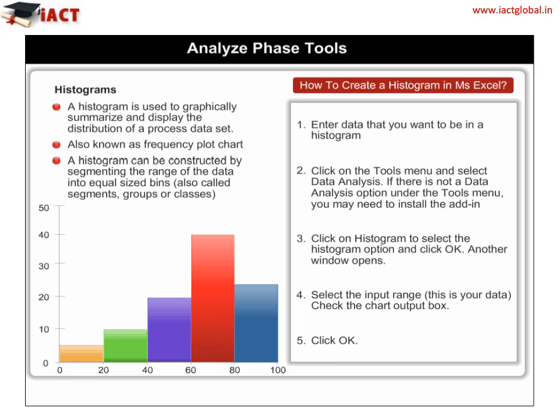1. Enter data that you want to be in a histogram. 2. Click the Tools menu and select Data Analysis. If there is not a Data Analysis option under the Tools menu, you may need to install the add-on. 3. Click on Histogram to select the histogram option and click OK. Another window would open. 4. Select the input range, which should be your data. 5. Check the chart output box. 6. Click OK.